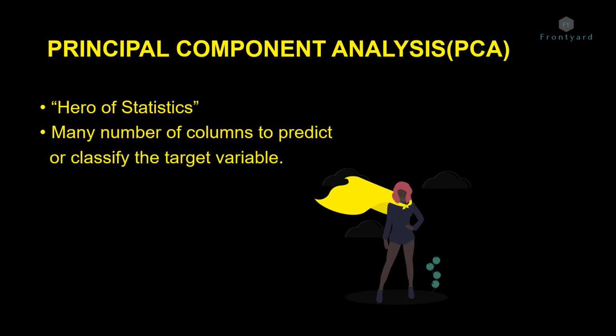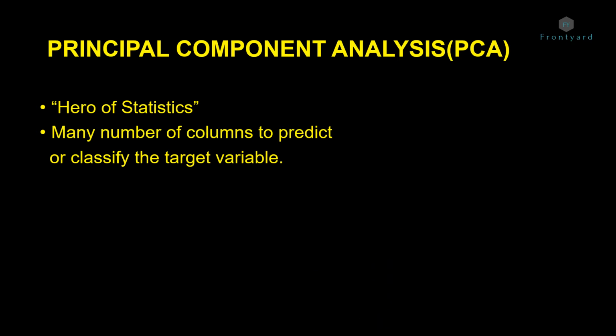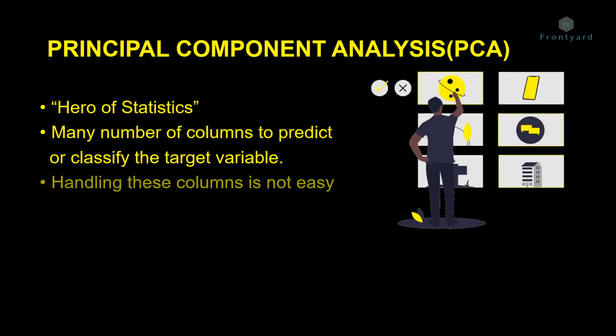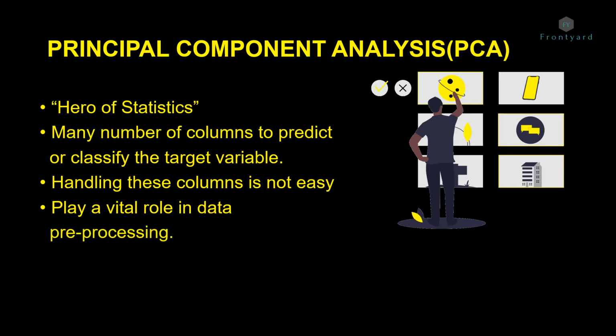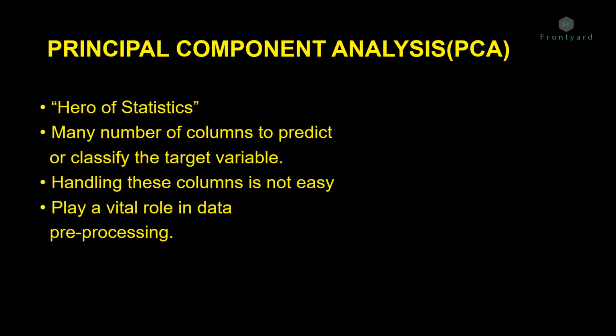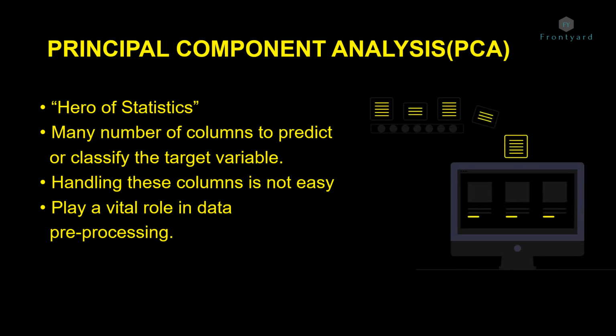Data is not always about dealing with 5 to 6 columns, that is, feature variables. We would have encountered many columns with which we have to predict or classify our target variable. Handling so many columns is not easy and does not give the expected results. One might feel the importance of PCA only after getting stuck handling many columns in model building. It usually plays a vital role in data preprocessing. Knowing the importance, let us move on to know what PCA actually is and how it works.